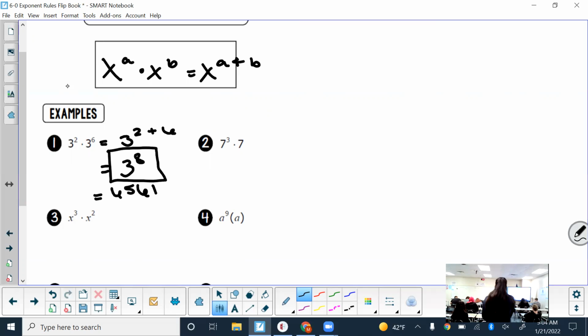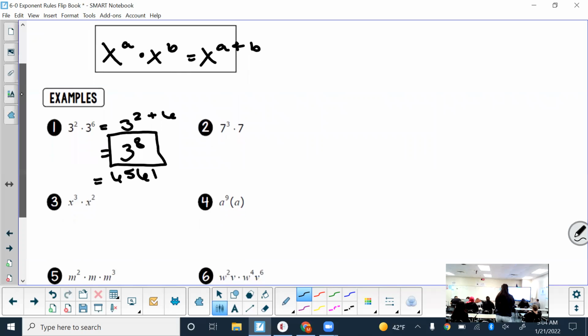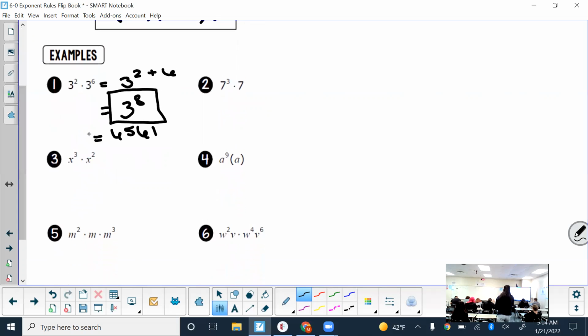All right. Now let's look at with variables. So number 3, x cubed times x squared. Base number is x, so copy that over. What do I do with the exponents according to the rule? Add them. So 3 plus 2 is 5. Not 6. If you put 6, incorrect. You're adding them, not multiplying.